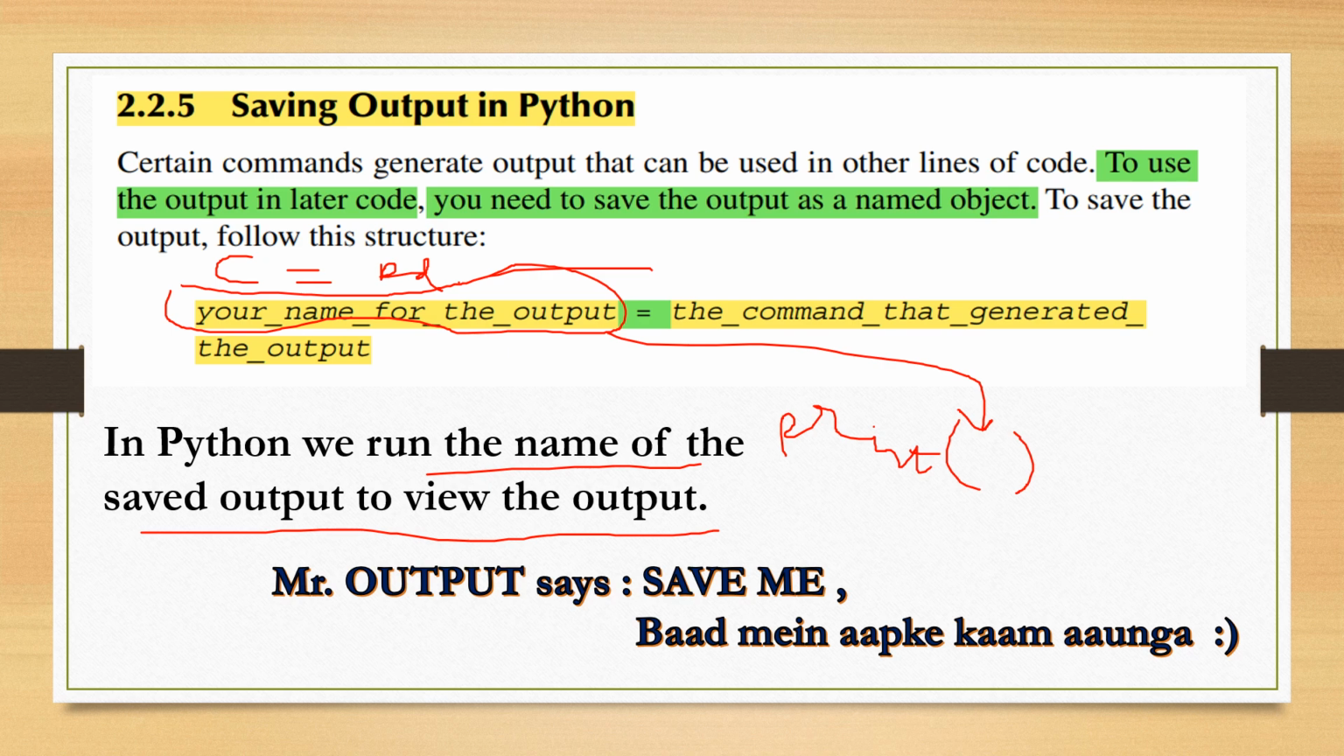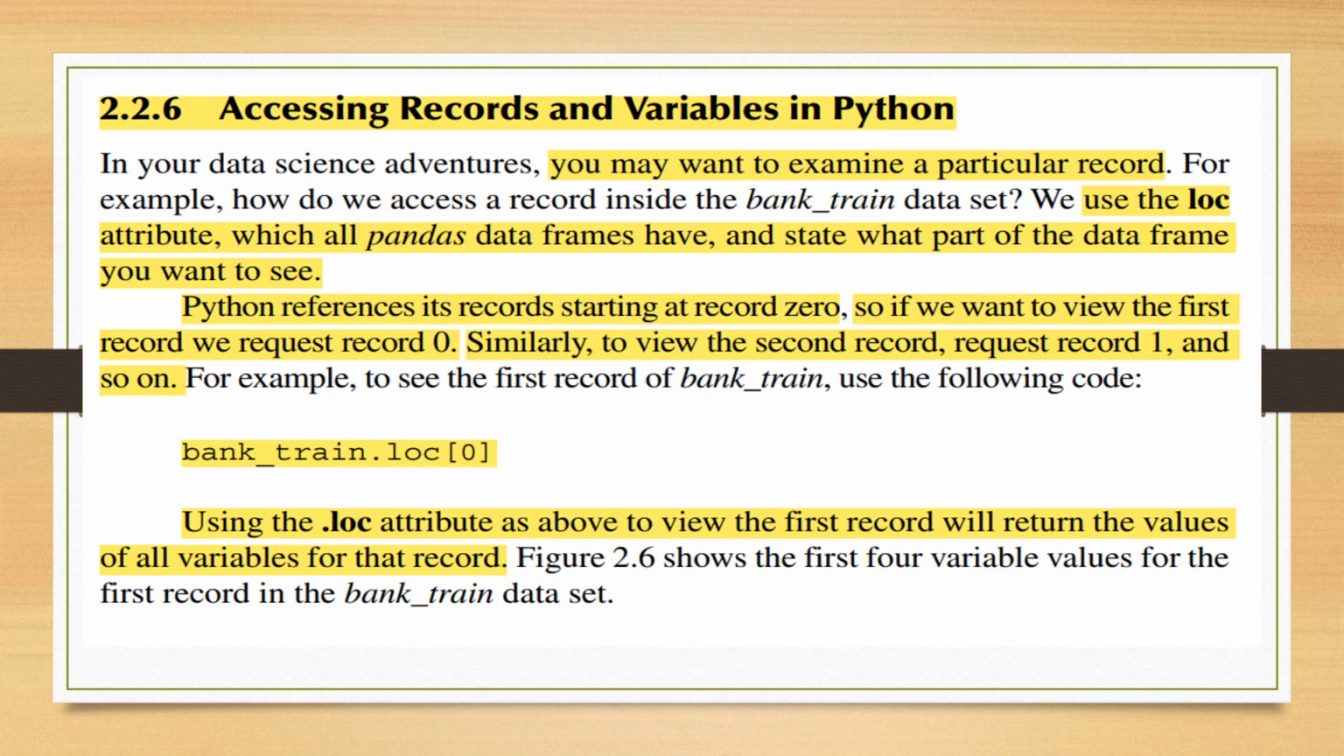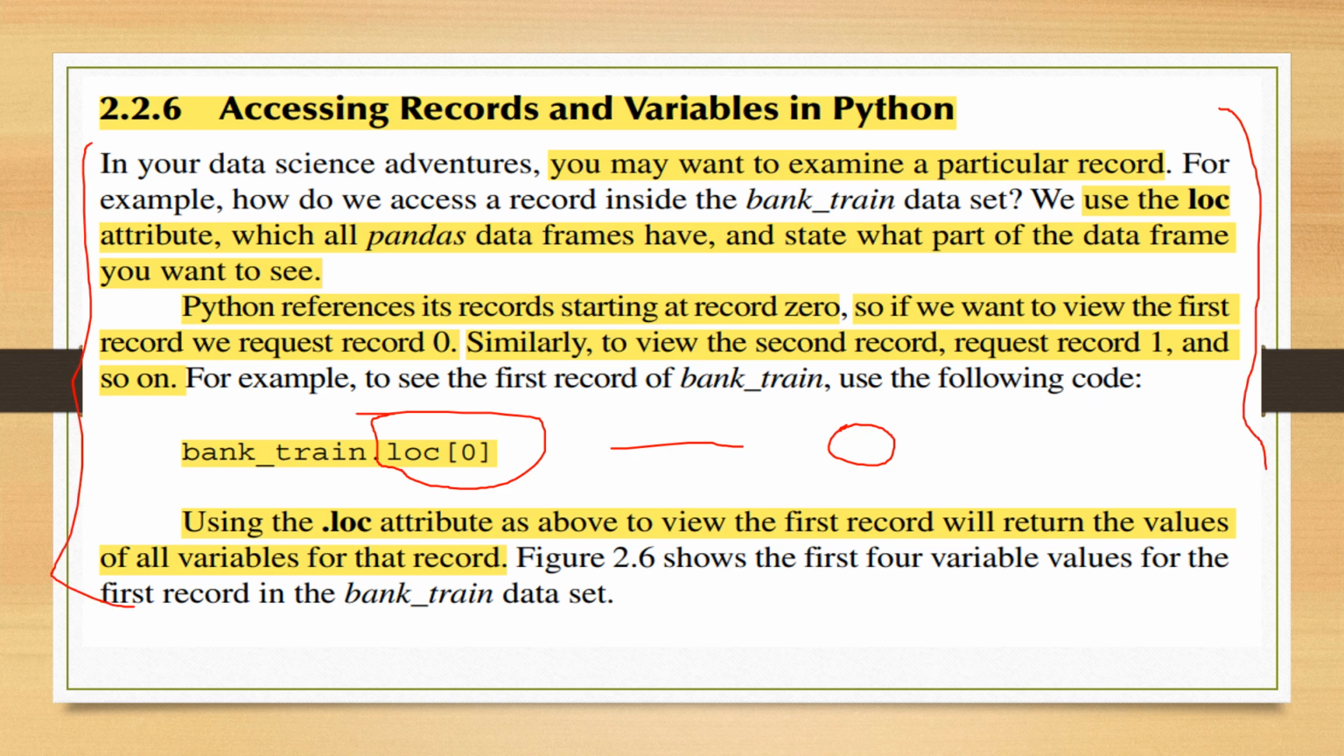Now I think we are moving on to the last section of our theory part, that is accessing records and variables in Python. We use the keyword loc to access the records. A record is a row, and to access a column we use the column name. You can give it a read if you want to, but I will be telling it to you in the practical.